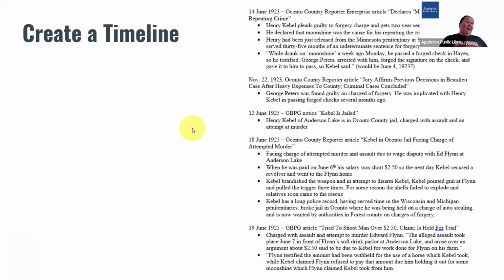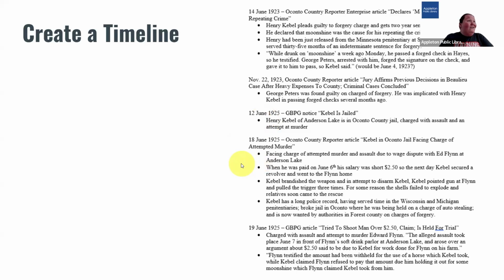I also recommend, if you've got somebody like Henry, create a timeline. So I found all the different newspaper articles and I started putting them on a timeline. Like you can see, June 1923, he's blaming moonshine. In November, he's getting in trouble. He's implicated with somebody else in passing forged checks, just like his brother. He liked to counterfeit stuff too. He's jailed this time.